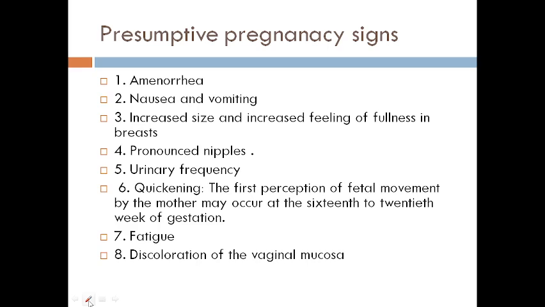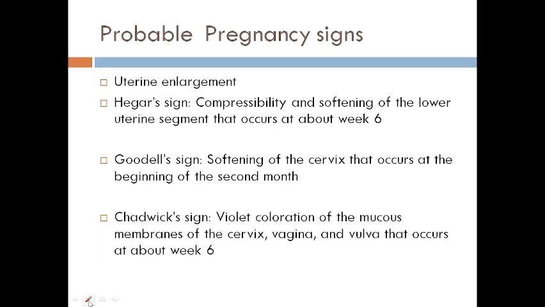What is quickening? The first perception of fetal movement by the mother. It will occur between the 16th and 20th weeks of pregnancy. Then fatigue, discoloration of the vaginal mucosa. These are the presumptive signs of pregnancy.